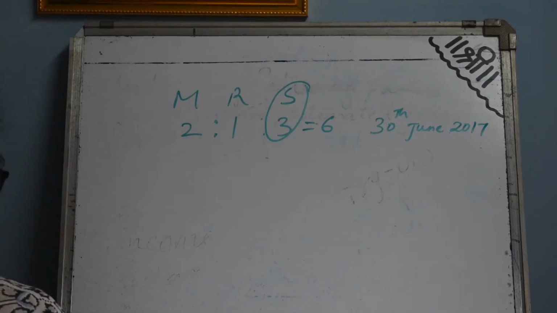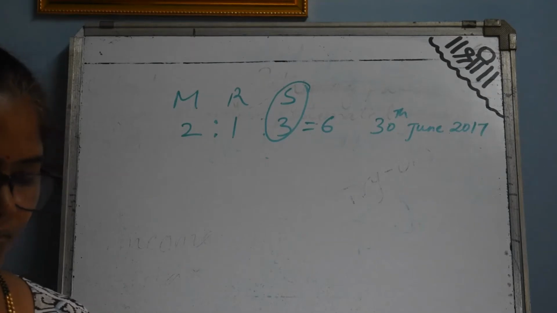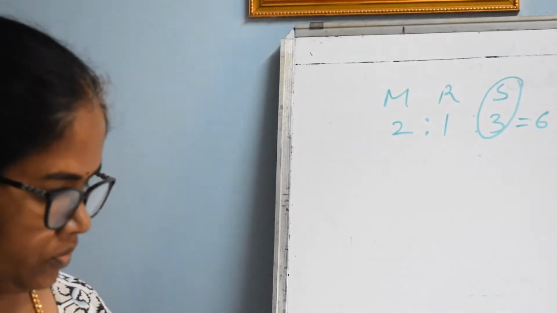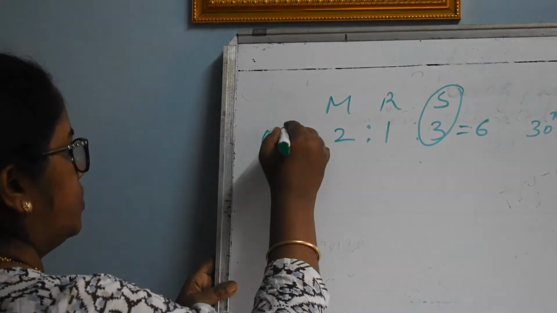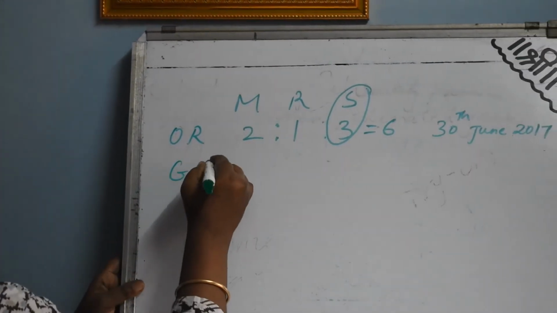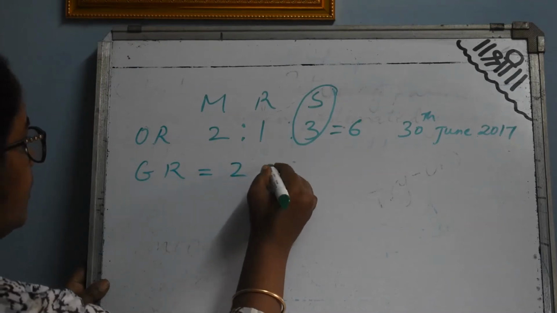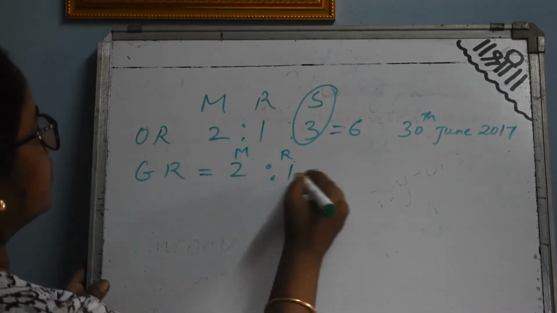Now I will show you the first working note regarding the first adjustment, second, third adjustment. Goodwill of the firm was valued at an average profit of last 3 years, which was as follows. When old ratio is there and new ratio is not given, gain ratio is equal to, you have to cancel the retiring partner's share, whatever is remaining is your gain ratio, M and R.